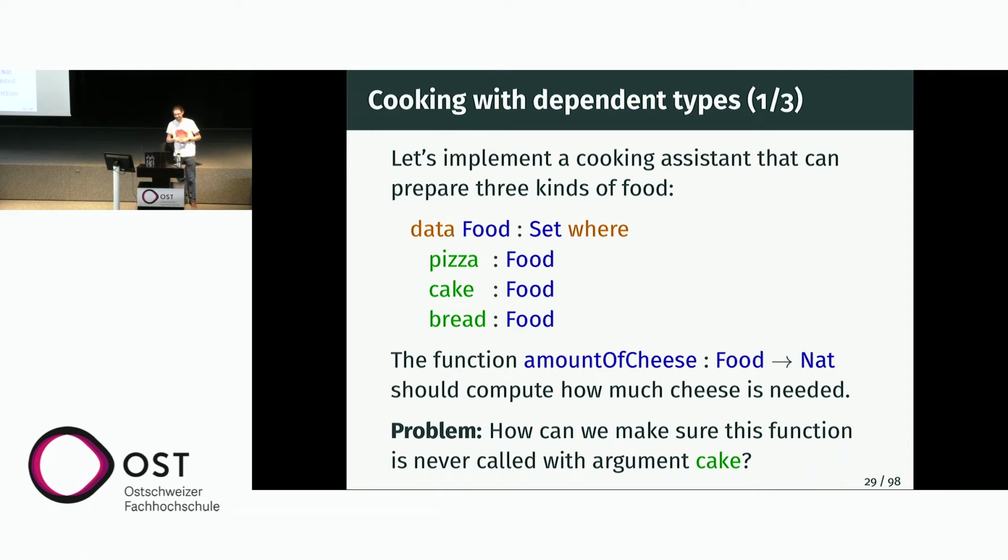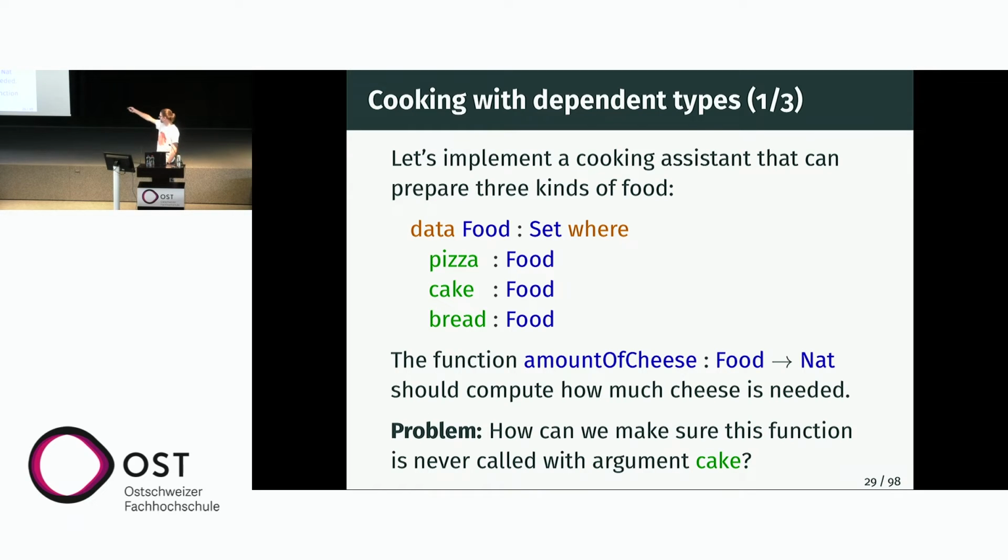I'm not a very good cook, so let's assume we have three kinds of food that we can prepare. We have pizza, we have cake, and we have bread. And we want to implement a function that tells us how much cheese we need to add to this food to make it taste nice.